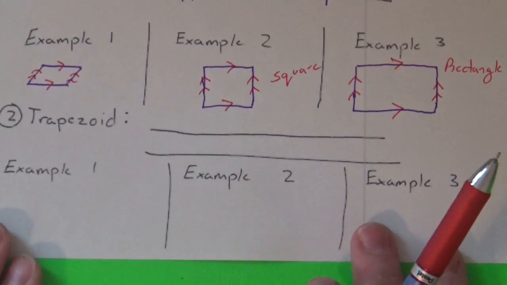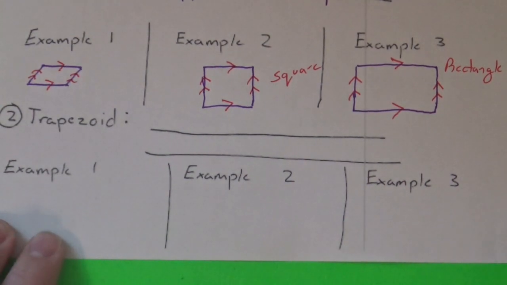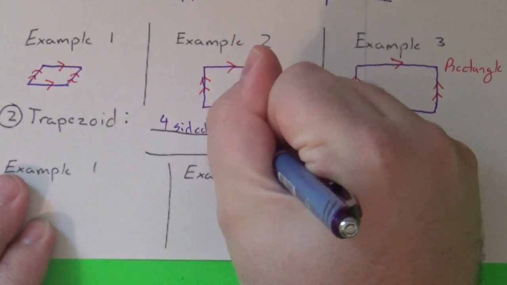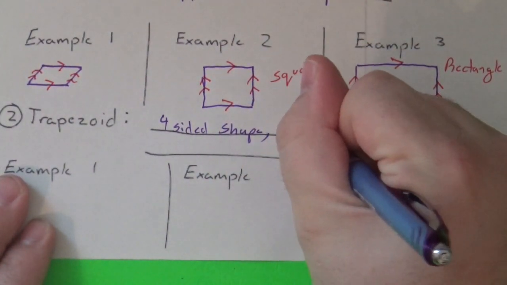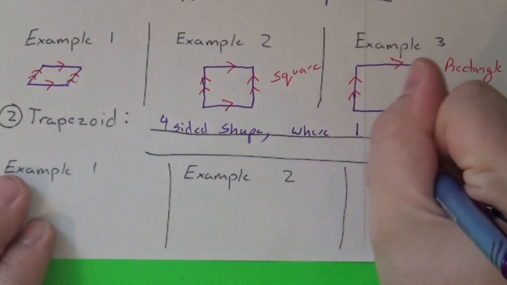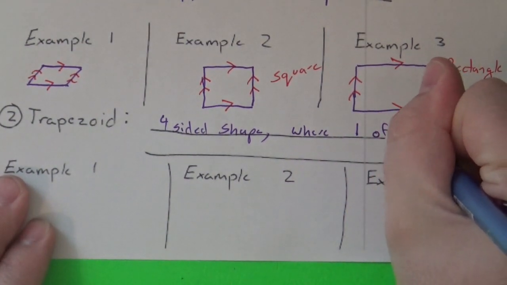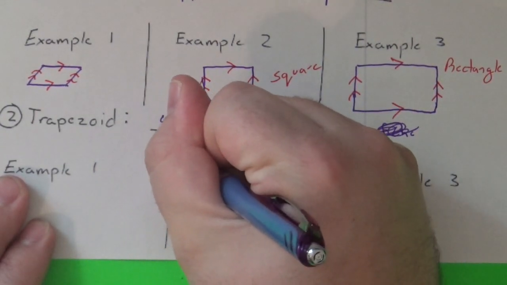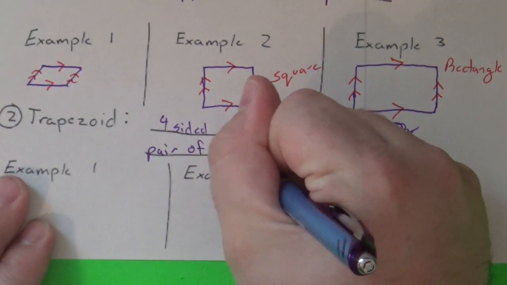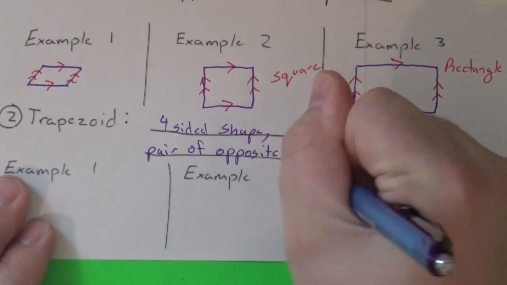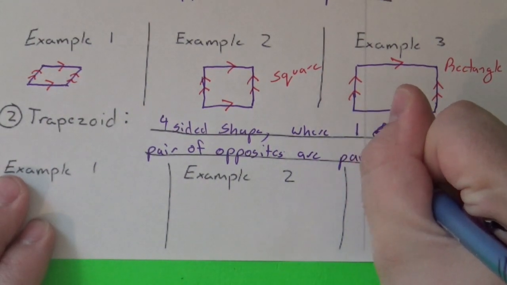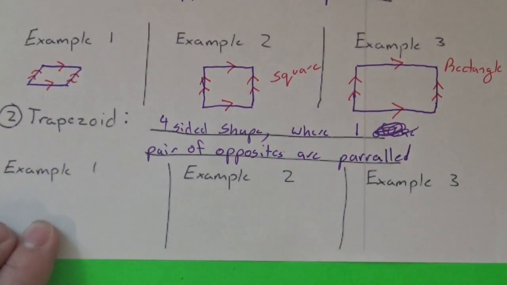We have what we call a trapezoid. A trapezoid is this, a four-sided shape where one pair of opposite sides are parallel. I think I'm spelling parallel right. I'm not very good at spelling. All right, so what am I talking about?